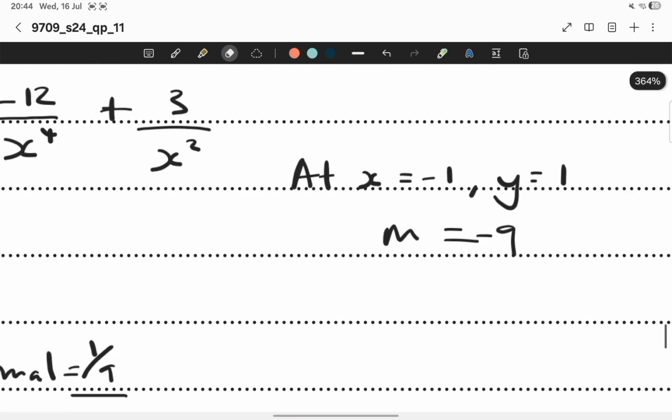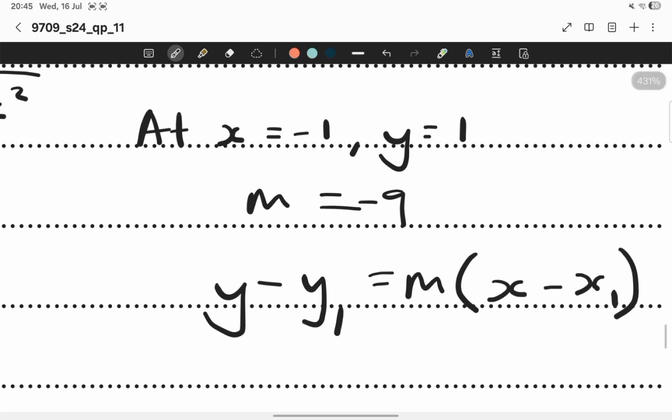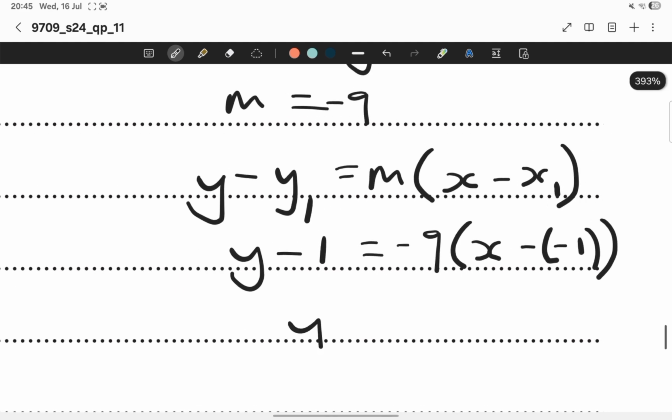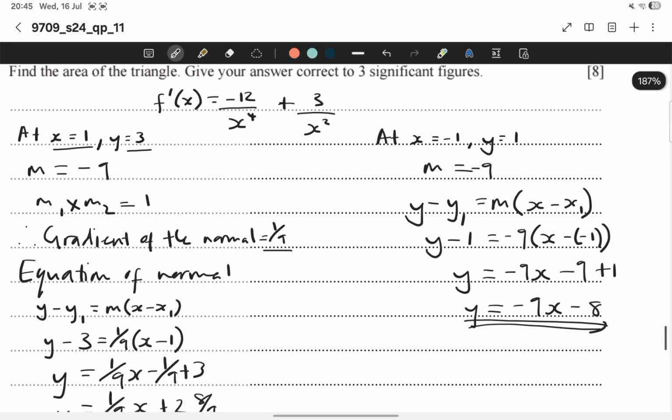So for the equation of the tangent, we're going to say y minus y1 is equal to m(x minus x1). So y minus 1 is equal to minus 9 (x minus 1). So that will give us y equals minus 9x, minus 9 plus 1. So y is equal to minus 9x minus 8. And that's the equation for the tangent.